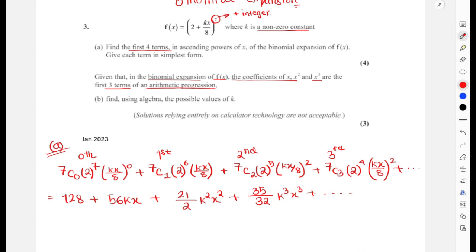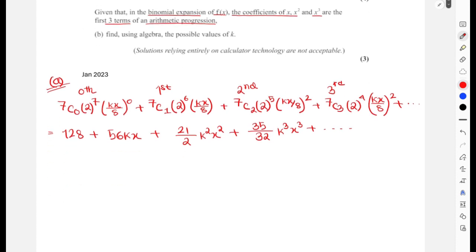That is the case for arithmetic progression. For geometric progression, it would be the division of the two terms, like division of term 2 with term 1, that would be the same as division of term 3 with term 2. I'll just write this down over here. This is like a mini note.